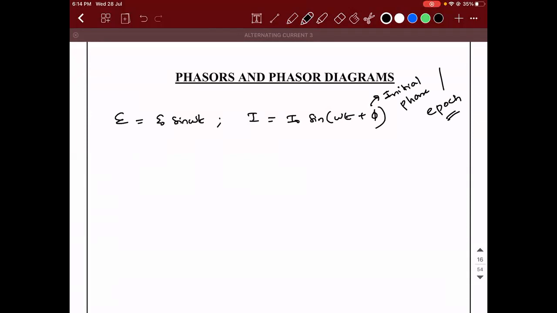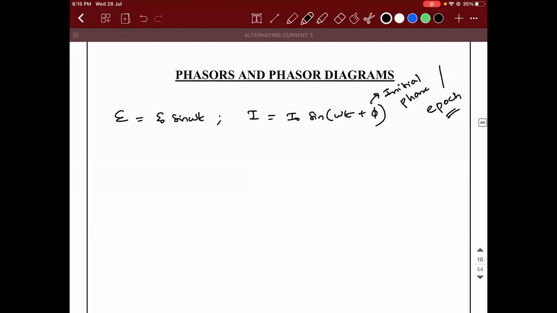Like, for example, let me take this example. y is equal to sine of pi by 6 plus pi by 2. Then this pi by 2 will be the initial phase. Just as an example. So, if we need to draw the phasor diagram for this, then how are we going to draw? That is what I'm going to explain now. So concentrate.